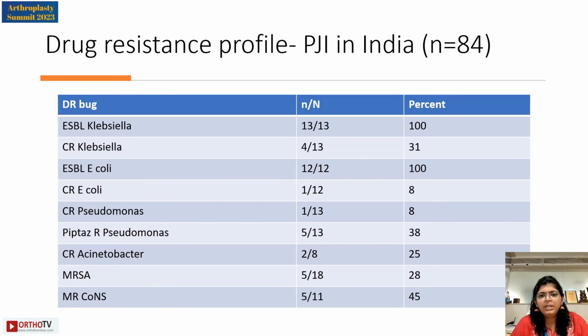In the Indian study, they looked at the drug resistance profile also, although the number of isolates you see here is quite less, that is 84 isolates only, and individual species numbers were also very few. But if you look at the ESBL percentage among Klebsiella and E. coli, it was 100%, which means that none of these bugs responded to ceftriaxone or other third generation cephalosporins. For Pseudomonas, the piperacillin-tazobactam resistance was about 38%. The MRSA rate was about 28%.